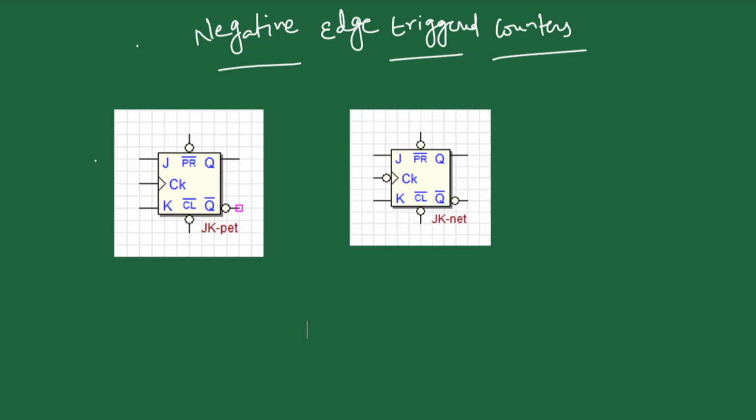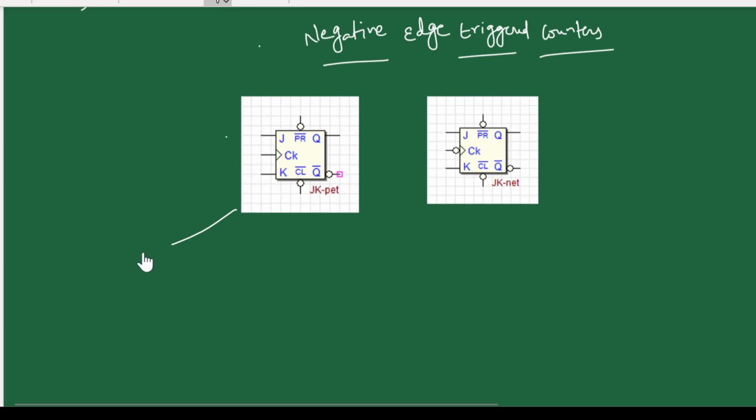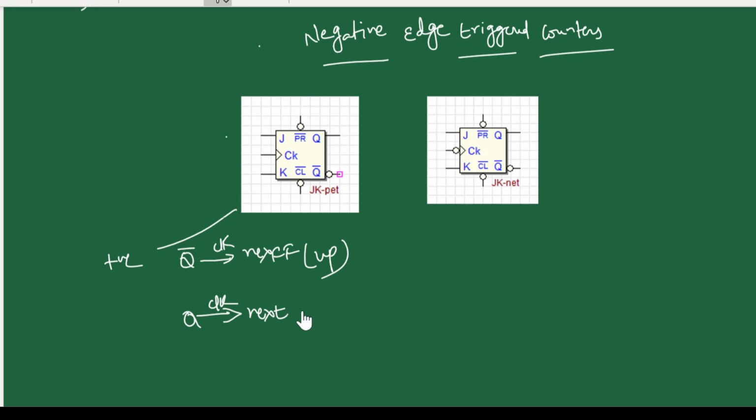So when you design counters with positive edge triggering, we have seen that when you connect Q bar as a clock for the next flip-flop, we get up counting. Similarly, when you connect Q as a clock to the next flip-flop, whether it is 2-bit or 3-bit or any number of bits, you are going to see down counting. So this we already verified. When Q bar is connected, it counts in the upward direction. When Q is connected as a clock to the next flip-flop, it counts in the downward direction.